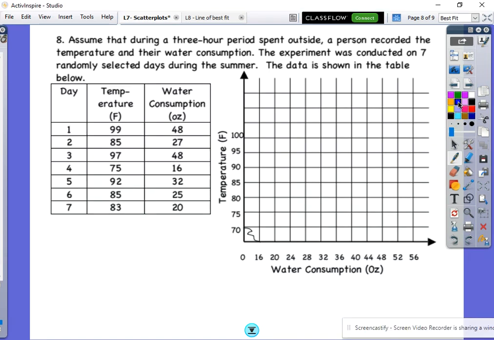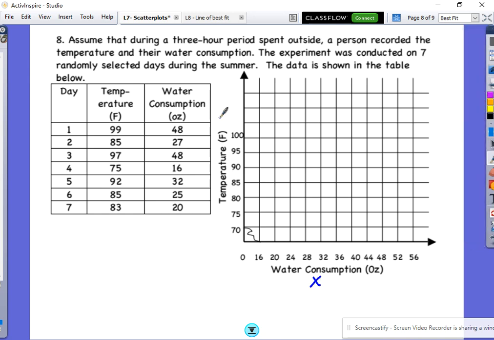Okay, so be careful here. This one's a little confusing. Notice that water consumption is on the bottom and temperature is on the left. So this is really your x coordinate and these are really your y coordinates. I don't really like the way that this table was created. I would have switched these two, but let's see what's happening.